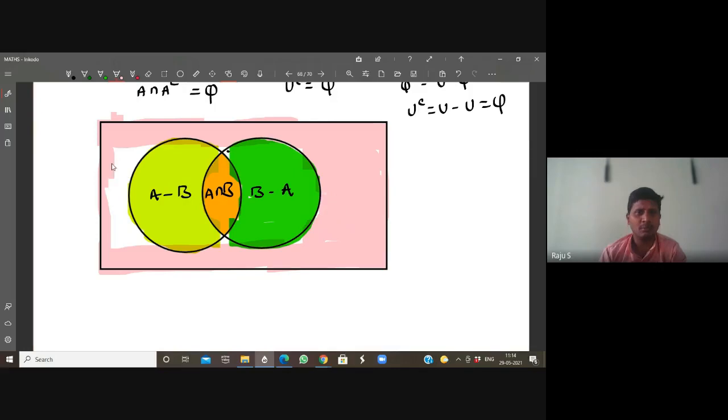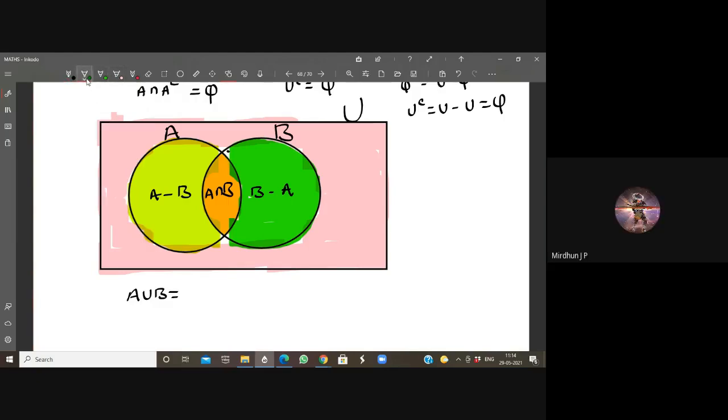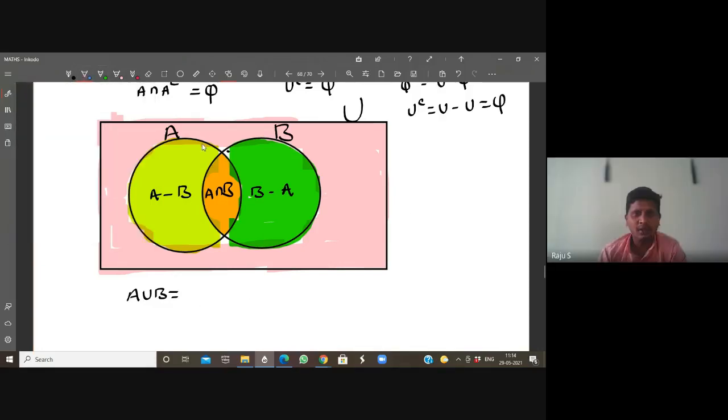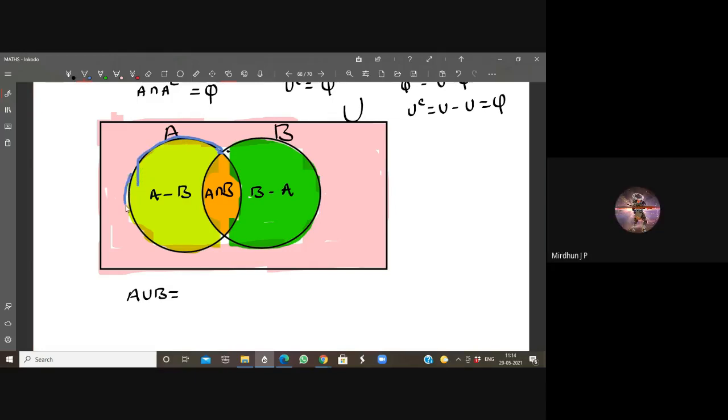I am going to ask different questions here. Right, I have given this is universal, this is A, this is B. Right, first question. A union B region is what? Sir, universal minus A minus B. A union B means including this total A, this part, I think. Am I right? Yes, sir. Whole region.